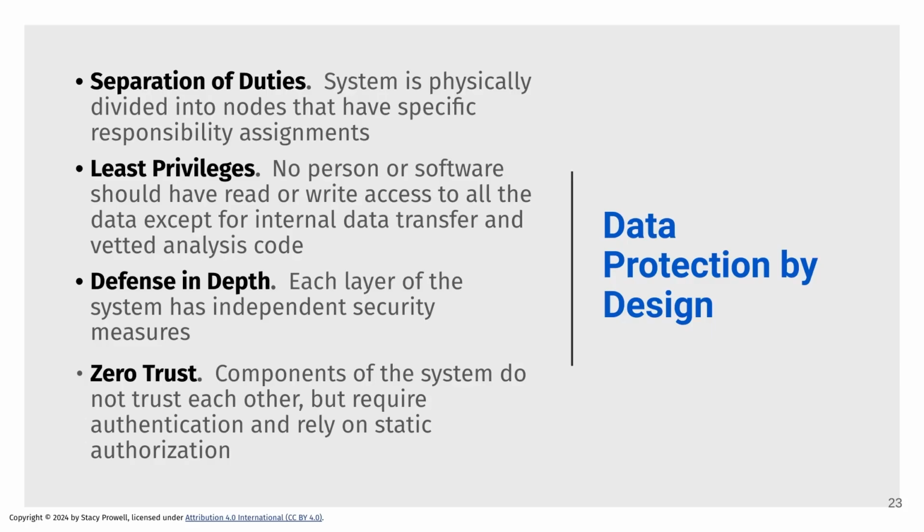In addition, we wanted to protect the data, so we had a separation of duties. The system was physically divided into nodes that have specific responsibility assignments. Least privileges. No person or software had read or write access to all the data, except for the internal data transfer and then vetted analysis code. And we'll talk about that in a few moments. I could not get access to the data while the system was running. Lab staff, IT people, system administrators could not get access to the data while the system was running. That was really important.